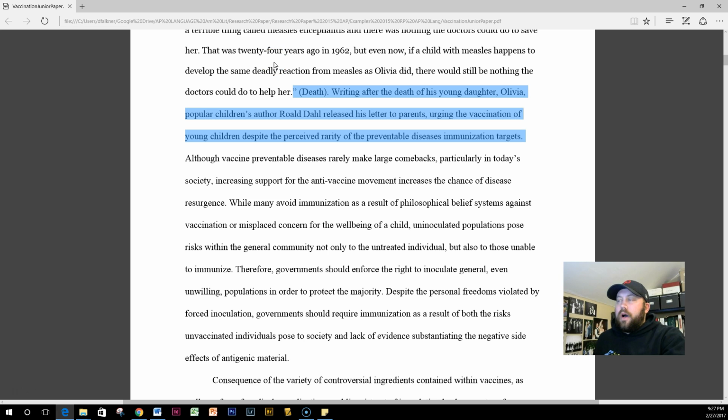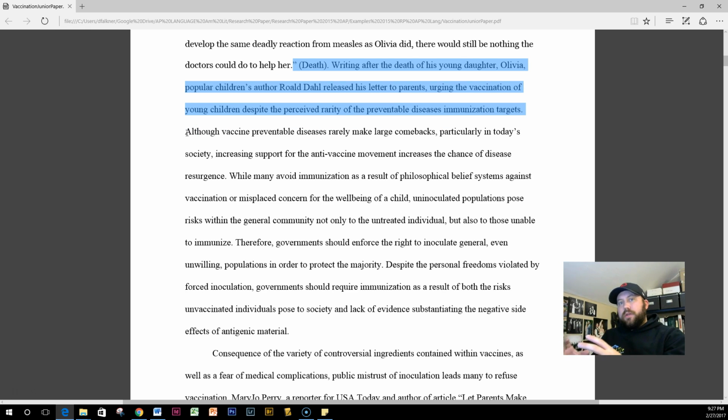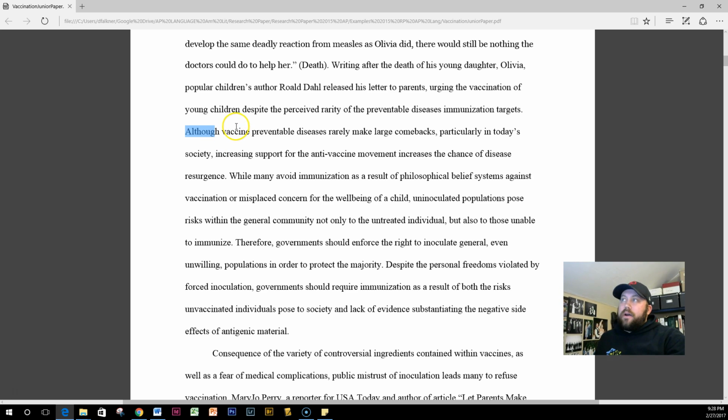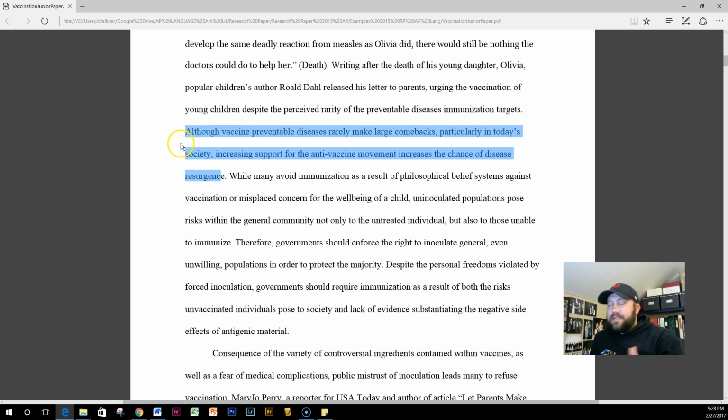So a great quote, certainly, wakes you up and says, wow, this is intense. And now what the writer does here that's really good is they go from this historical example that was illustrating how horrific measles was back in the day, and they say today, by saying although today vaccine preventable diseases rarely make large comebacks, particularly in today's society, increasing support for the anti-vaccine movement increases the chance of disease resurgence. So this nicely transitions from this historical example that is gripping, and then sets it into today. And it sets up essentially why this argument exists. Because otherwise, most people would say, yeah, we should vaccinate people.